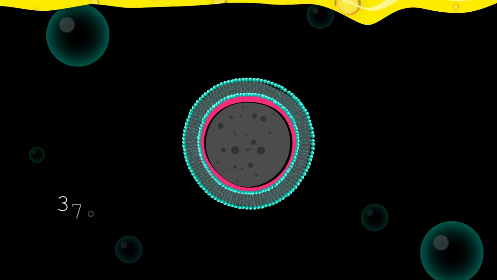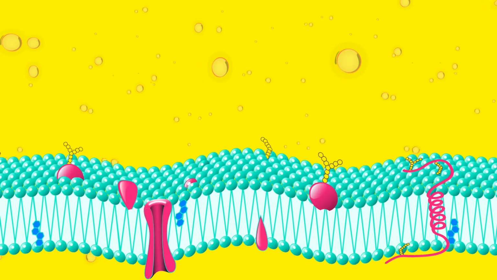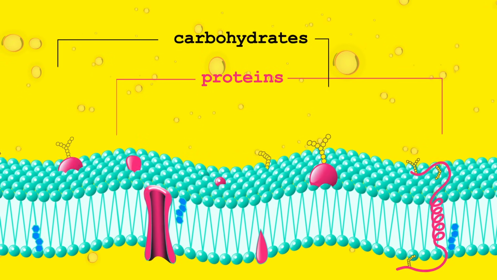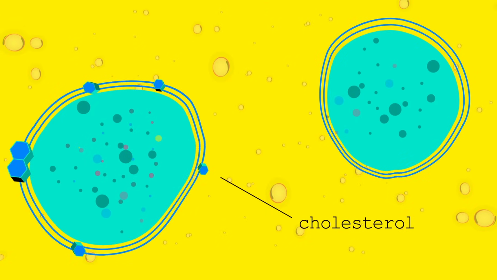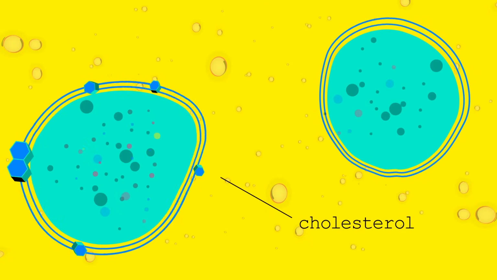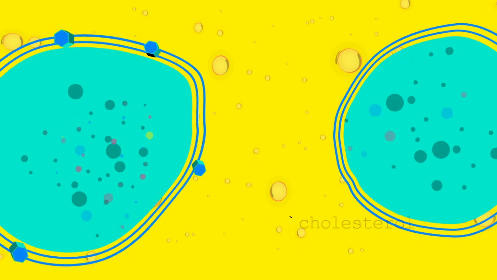This bilayer, which at body temperature has the consistency of vegetable oil, is studded with other types of molecules, including proteins, carbohydrates, and cholesterol. Cholesterol keeps the membrane at the right fluidity. It also helps regulate communication between cells.